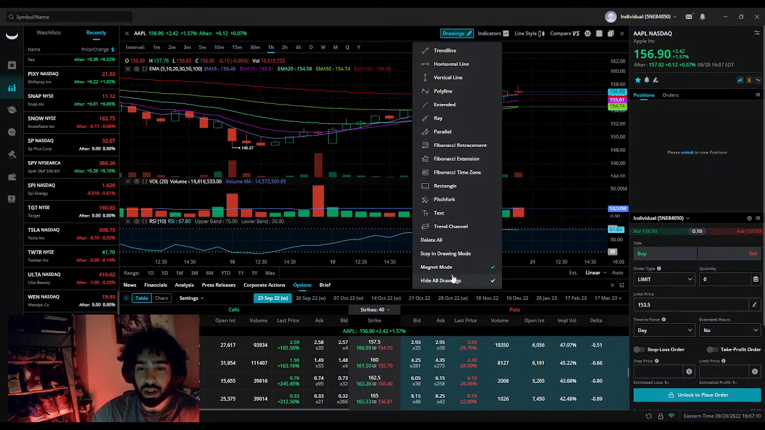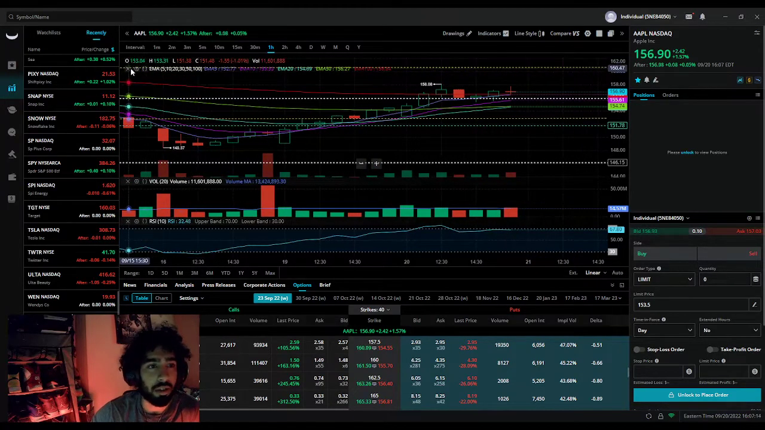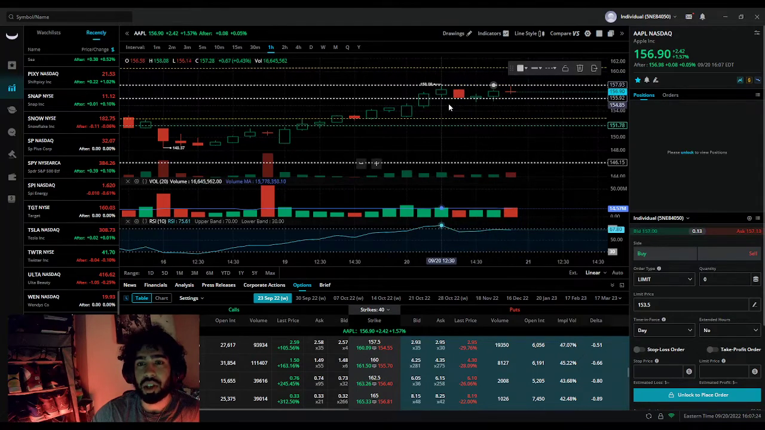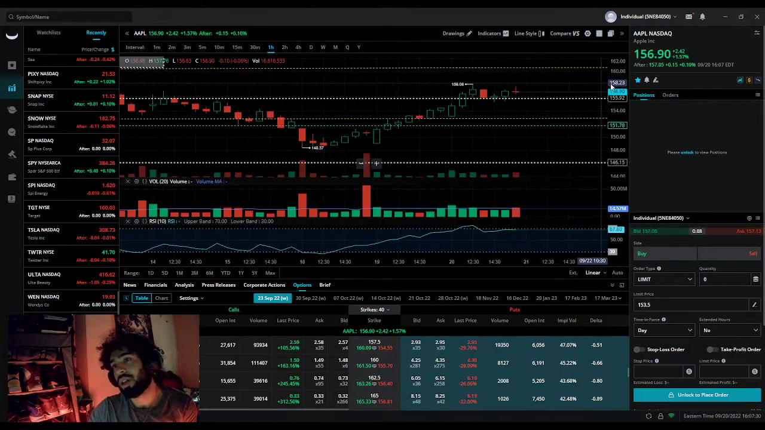Let's add the drawings and see what is up. Like I said, let's get rid of the EMAs. You see, it was just chilling, just in a range today. Let me show you. It was just going up, down, up, down, up, down, and it hasn't broken out yet. We're probably going to see a breakout tomorrow.